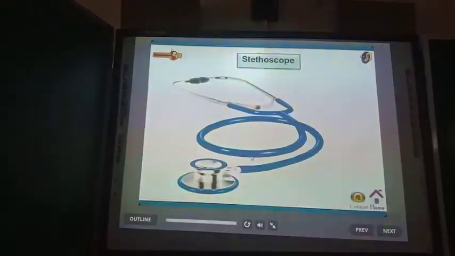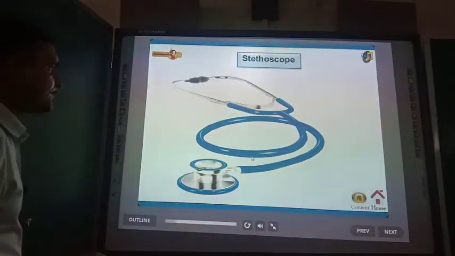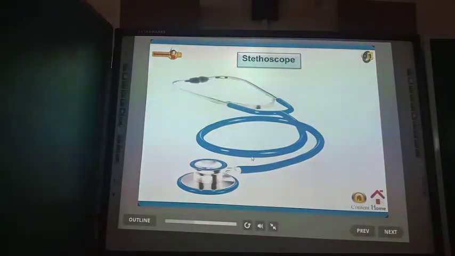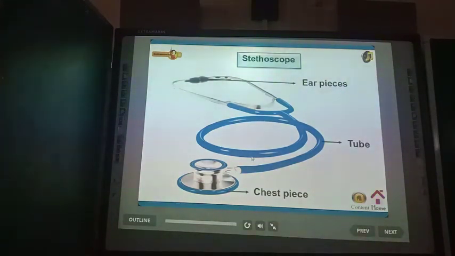The next one is the stethoscope. A stethoscope is an instrument used to listen to the heartbeat. It consists of a chest piece that carries a sensitive diaphragm, 2 earpieces, and a tube joining these parts.